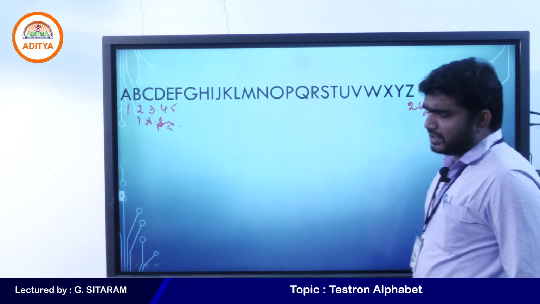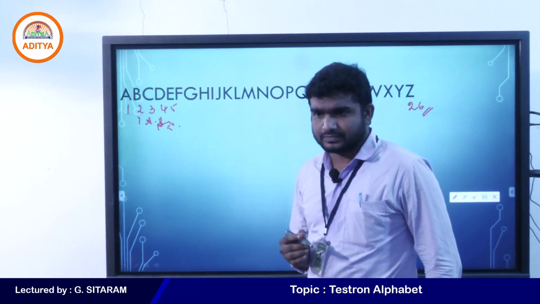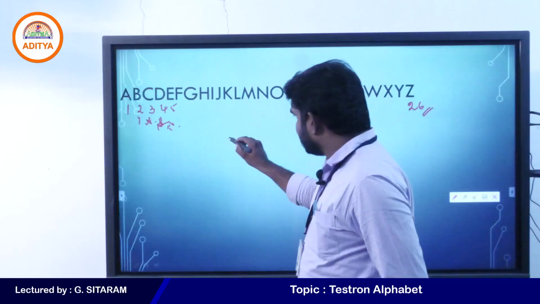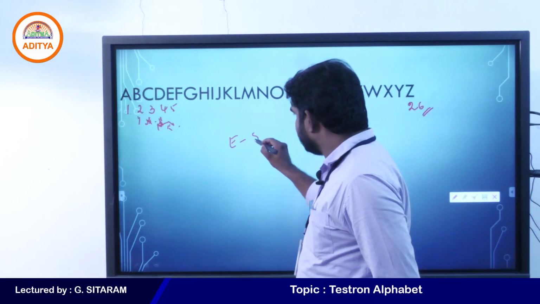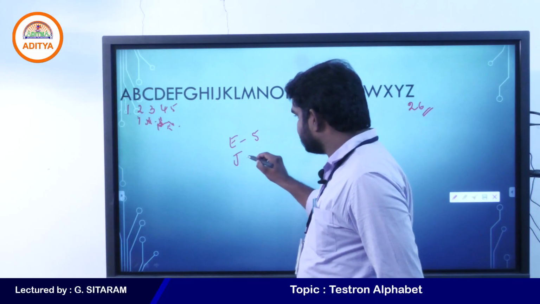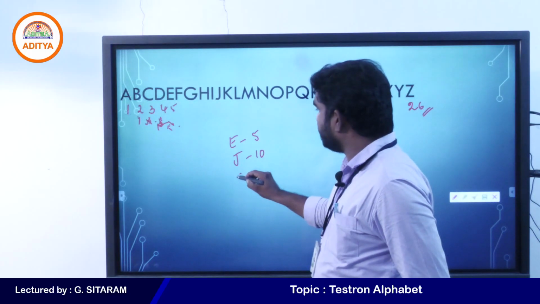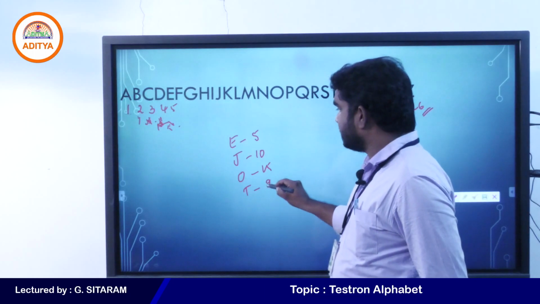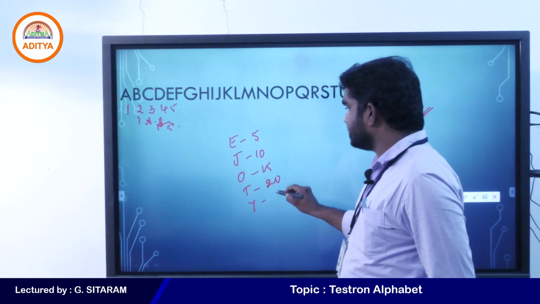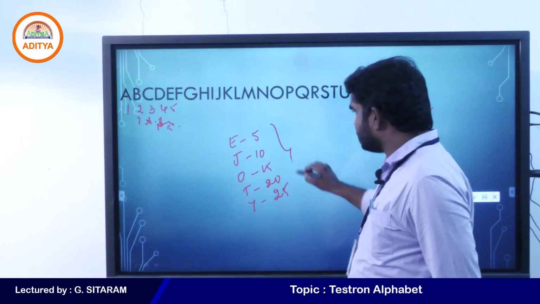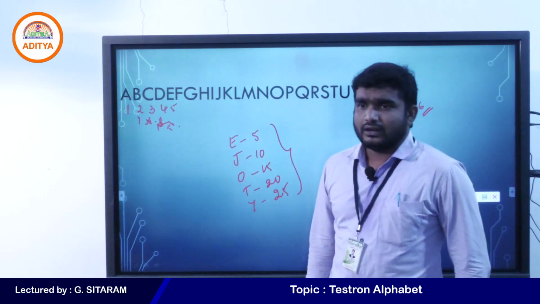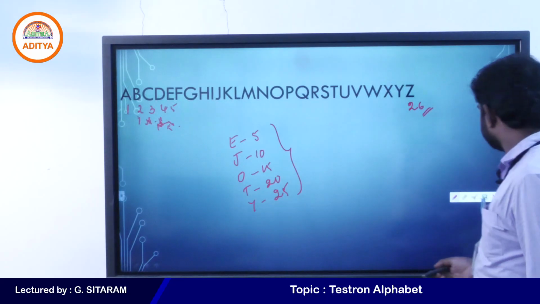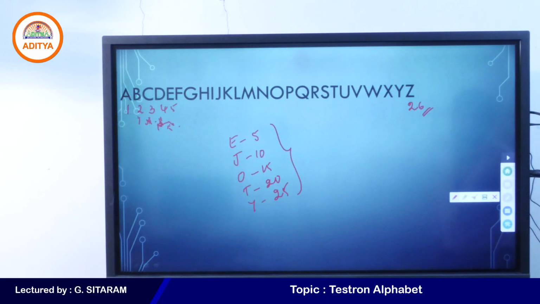We all know about the place values of all these letters. For suppose, what is the place value of E? That is 5. What is the place value of J? That is 10. What is the place value of O? That is 15. What is the place value of T? That is 20. What is the place value of Y? That is 25. We want to learn all these 26 alphabets by heart in a quick session of learning.